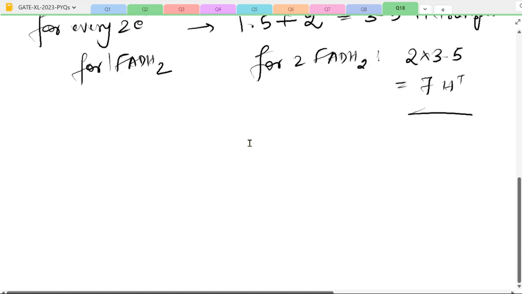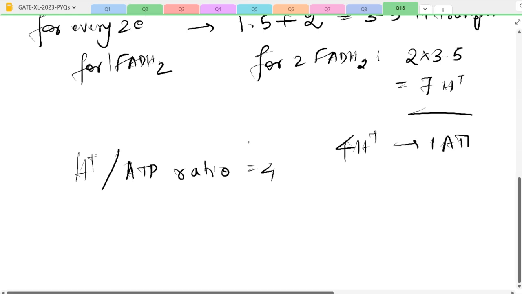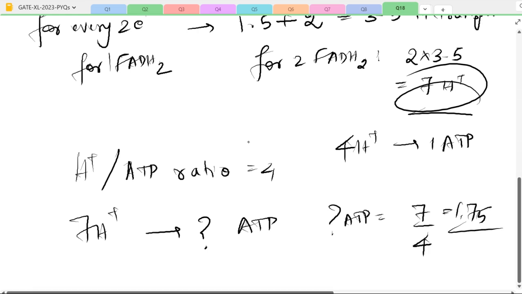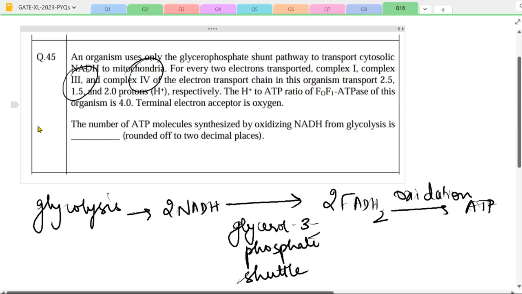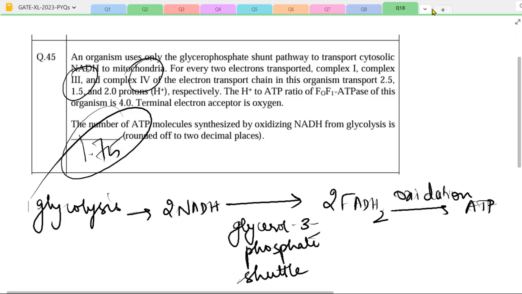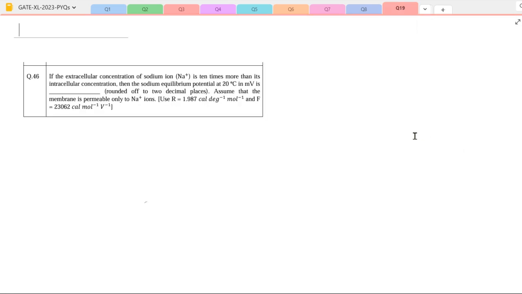And now they have also given in the question that the H plus to ATP ratio is equal to 4. What do you mean by that? It means that you require 4 H plus to produce 1 ATP. However, we have 7 H plus here. So for 7 H plus, what's the amount of ATP that you need to produce? That will be equal to 7 by 4, that is 1.75. So via this shunt, the number of ATP molecules synthesized by oxidizing NADH from glycolysis is 1.75. I hope this question is pretty clear. Moving on to the last question.